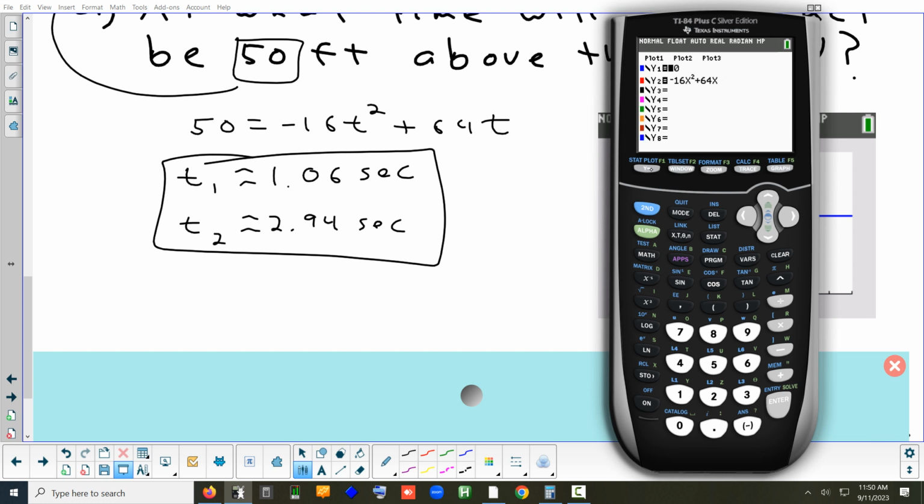And you typed that in for your equation? Negative 16x squared plus 64x? Nope.